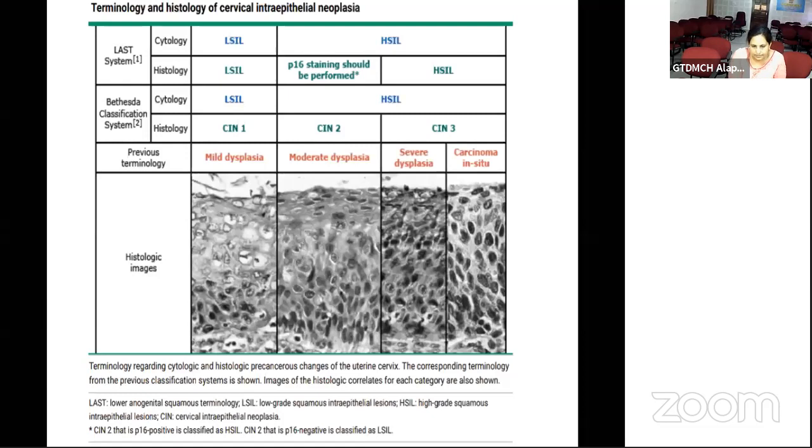So you can see the classification. In the picture, only the lower one third of the epithelium has neoplastic, atypical changes. In the second picture, two thirds of the epithelial thickness is affected with atypical changes. In the third picture, more of the full thickness of the epithelium is replaced by atypical cells. In the last one, there is carcinoma in situ, full of atypical cells.